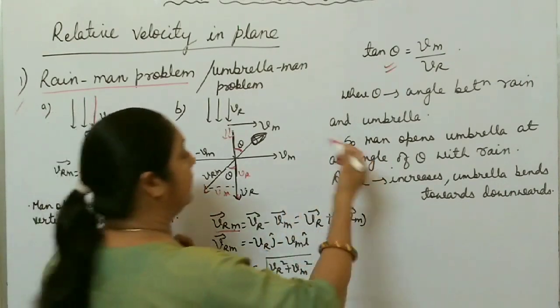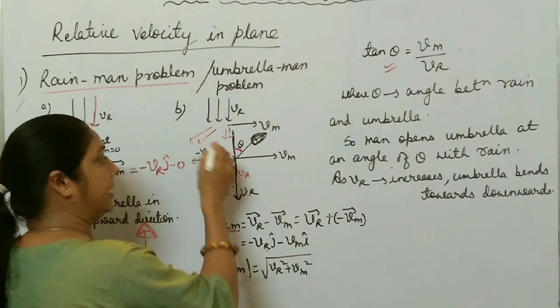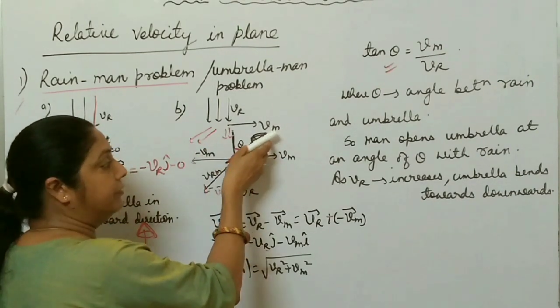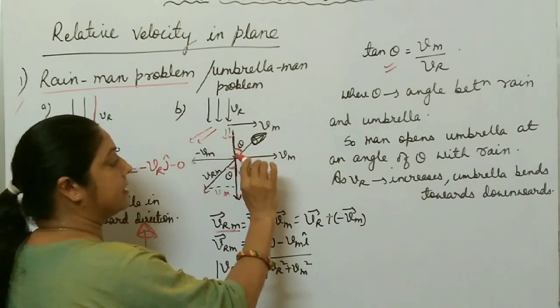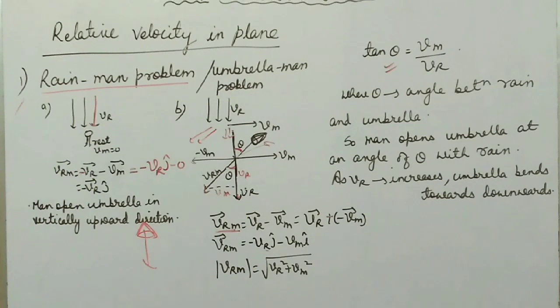So if the man opens the umbrella while rain is falling in this direction, he opens that umbrella in the vertically opposite direction. And if the speed of the rain increases, it bends the umbrella in the vertically downward direction. So this is the case of the rain-man problem and the umbrella-man problem.